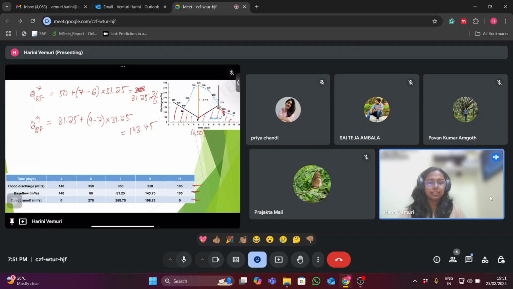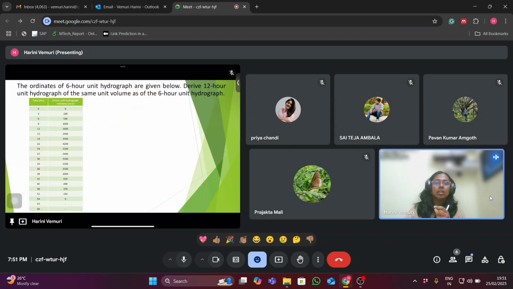So here we are seeing that the ordinates of a 6-hour unit hydrograph are given below. Derive a 12-hour unit hydrograph of the same unit volume as that of the 6-hour unit hydrograph. Here we see that from a 6-hour unit hydrograph to a 12-hour unit hydrograph, just by the method of superposition you can calculate it. So what we are doing is we have a 6-hour unit hydrograph.